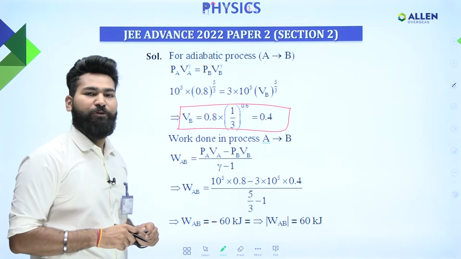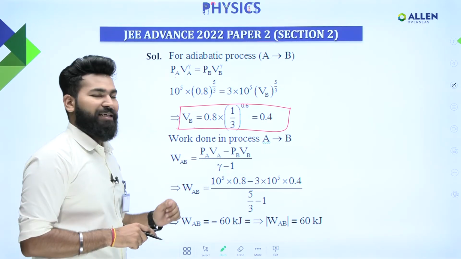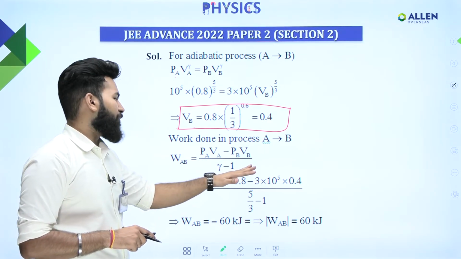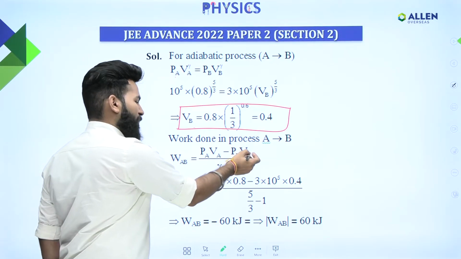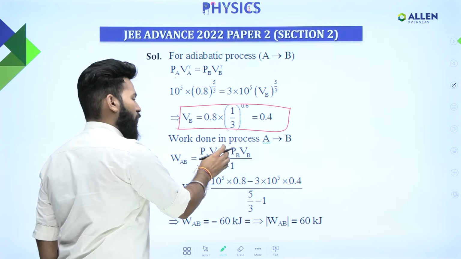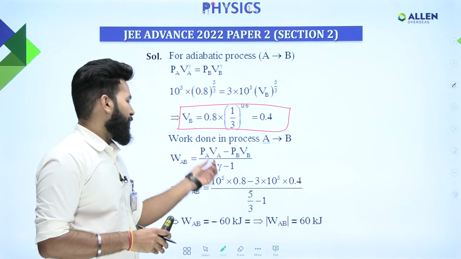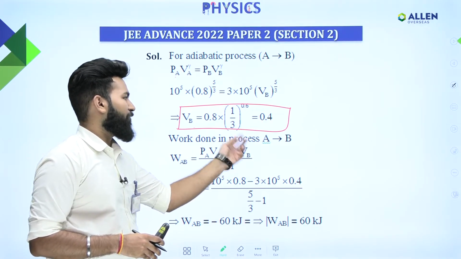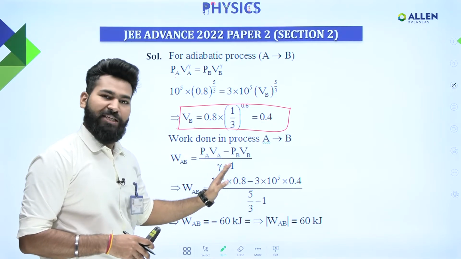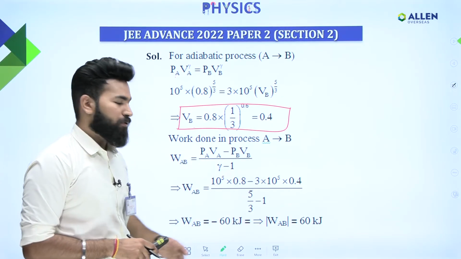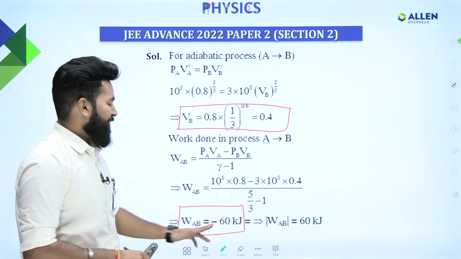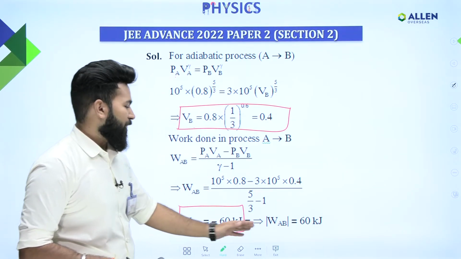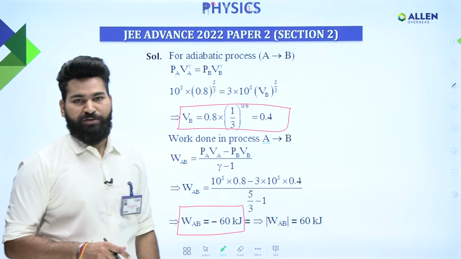So if we calculate the work done in the process A to B, since it's an adiabatic process, the work done will be nothing but (PAVA minus PBVB) upon gamma minus 1. All the values we already have calculated. PAVA we already have, PBVB we have just calculated right now, and gamma is given in the question. So when you put the values, we get the work done in the process from A to B as minus 60 kilojoule. If you check the magnitude of work done, it's 60 kilojoule.